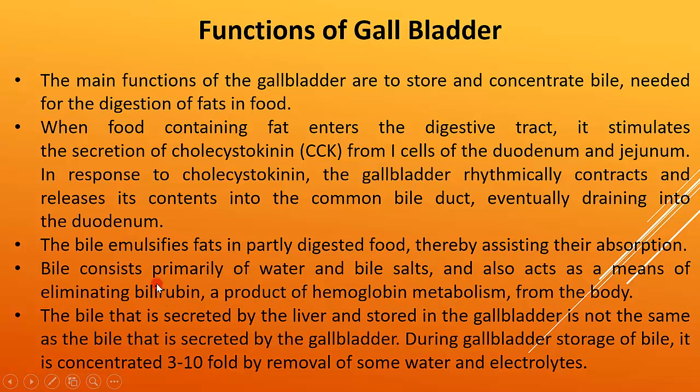The bile consists primarily of water and bile salts and also acts as a means of eliminating bilirubin, a product of hemoglobin metabolism, from the body. The bile that is secreted by liver and stored in gallbladder is not the same as the bile that is secreted by the gallbladder. During the gallbladder storage of bile, it is concentrated 3 to 10 times by removal of some water and electrolytes.